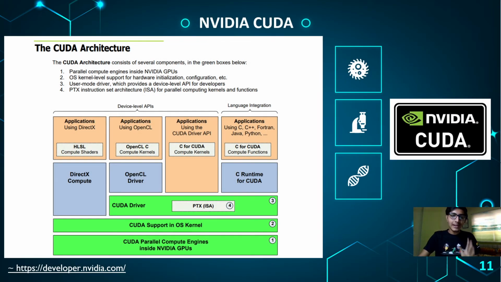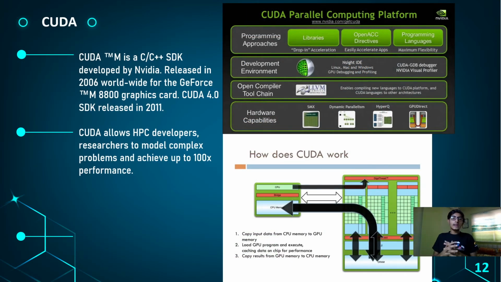Now this is the architecture, and the image shows the different APIs and integrations which are all used in CUDA. So what is CUDA? It is developed by NVIDIA and was released in 2006, and as an SDK, it was released in 2011.